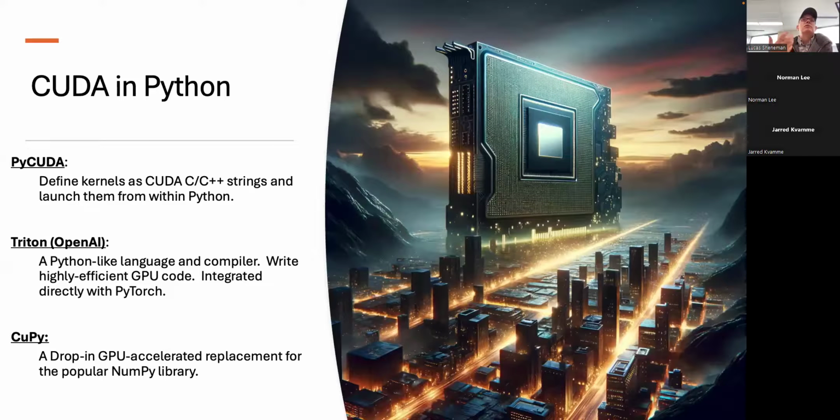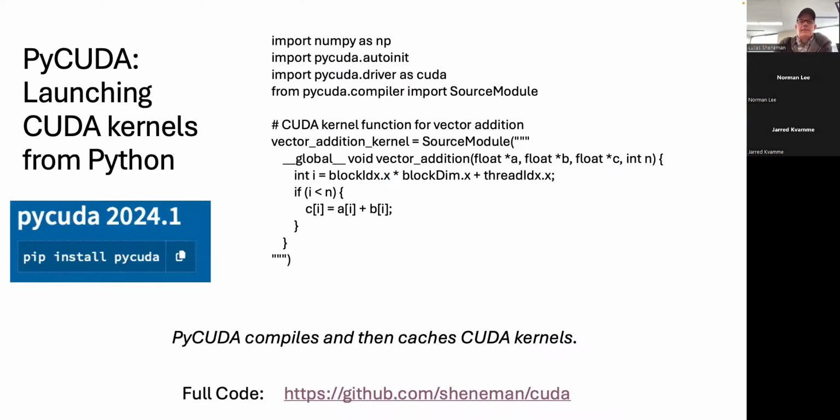So in fact, if you've ever done deep learning stuff with PyTorch, you can use torch tensors directly with Triton. And then there's CuPy, which is this drop-in GPU-accelerated replacement for NumPy, which is freaking insane. And I'll show you examples of that in a second.